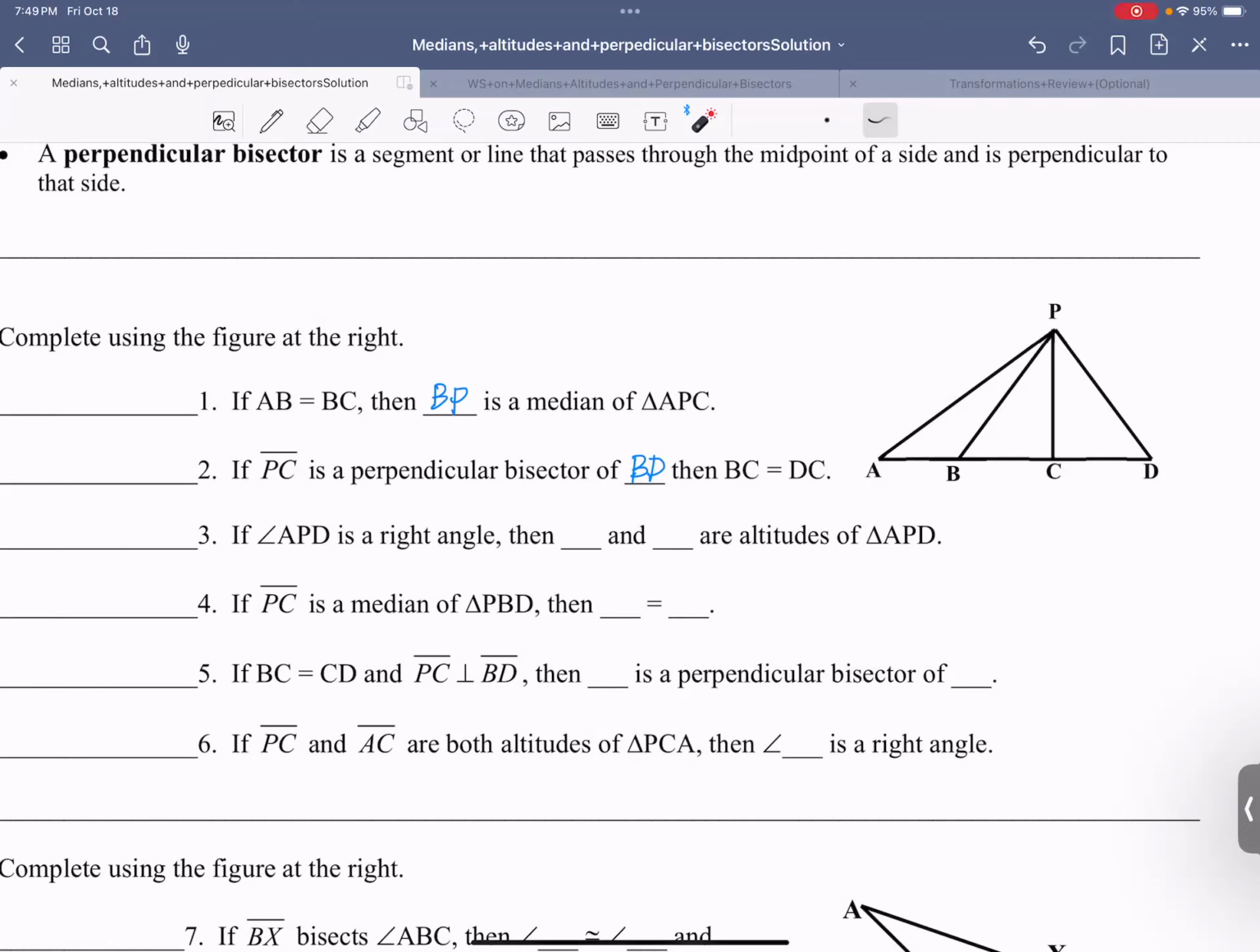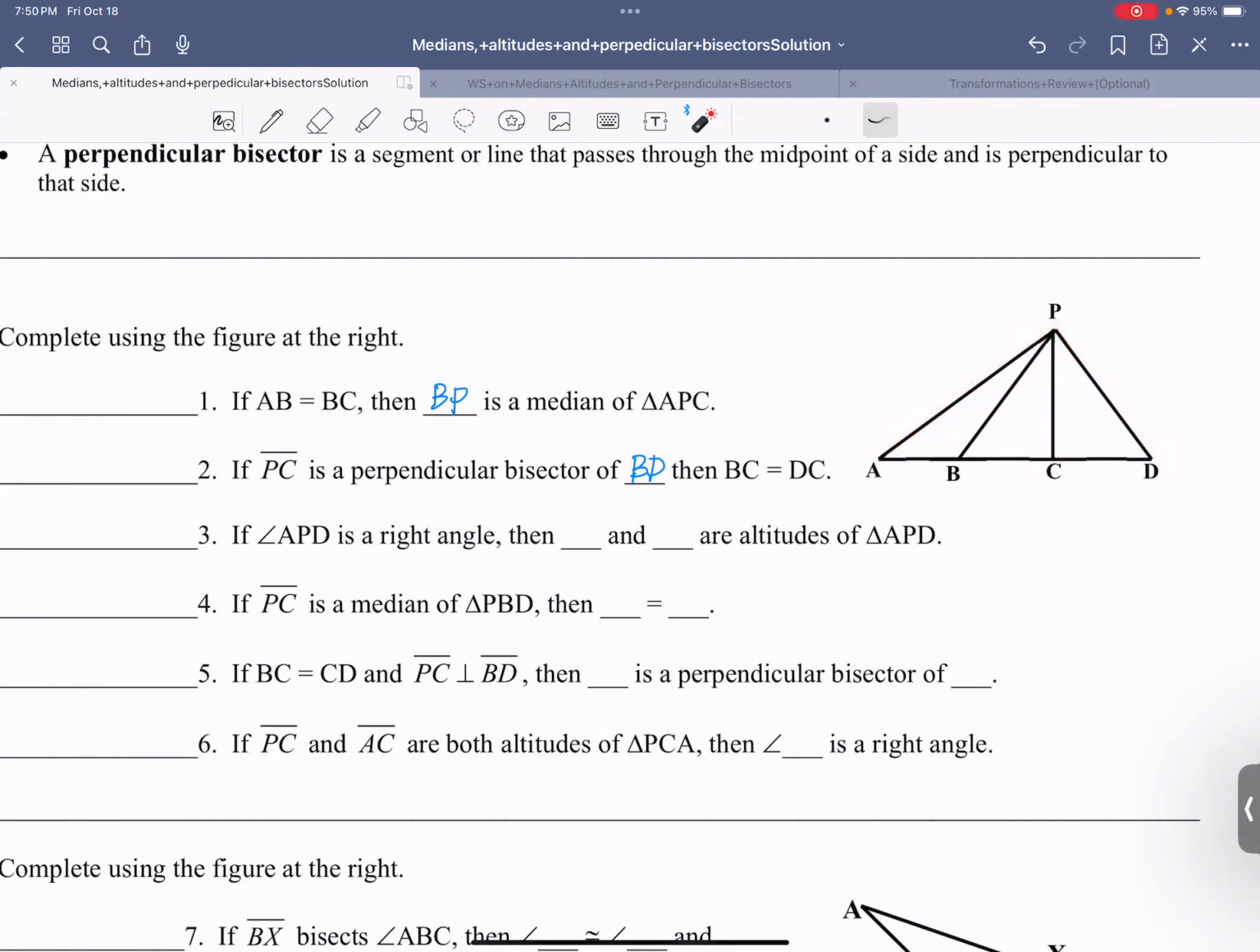Next one, APD. APD is a right angle. If they tell you APD is a right angle, Mia, who and who are altitudes? If APD is a right angle, for the right triangle, you can search not just that direction's altitude, you can search the other 2 directions' altitudes.